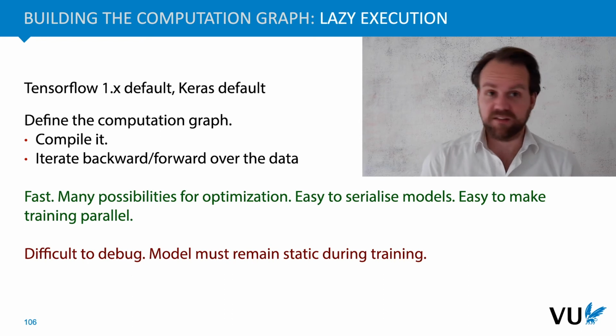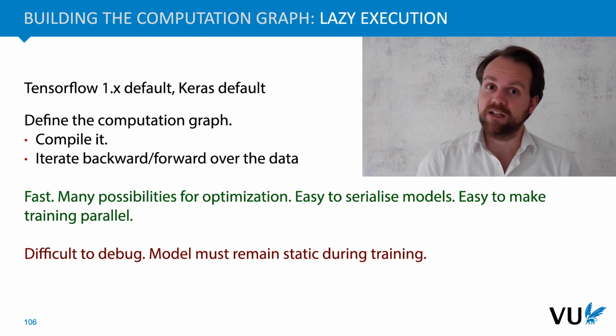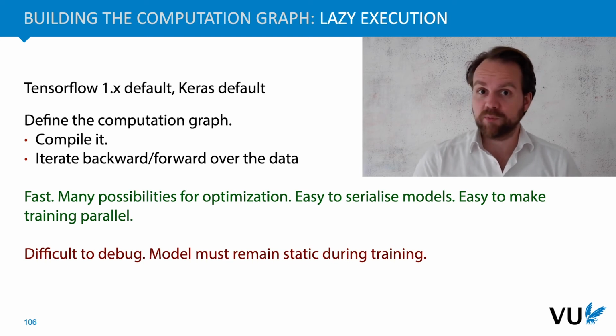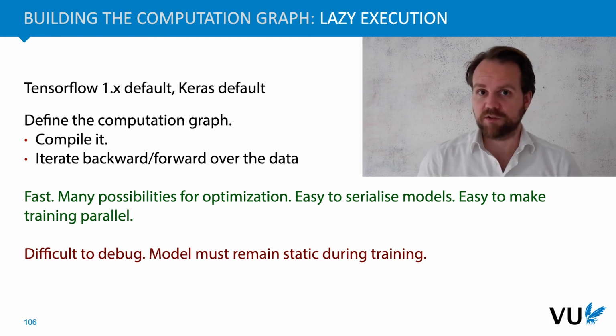One of the benefits is that this is fast because there's an explicit moment where you say this is my model, so at that moment you can optimize your model, get rid of any inefficiencies. It also makes it easier to serialize your model, and this serialization makes it easier to communicate your model between computers, for instance, for parallel training.